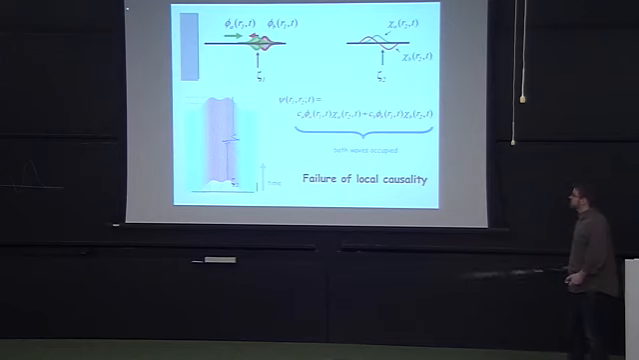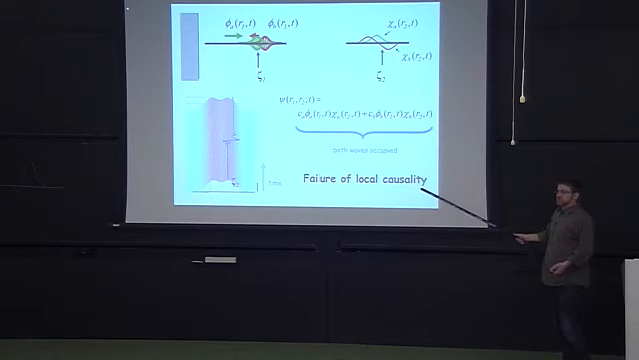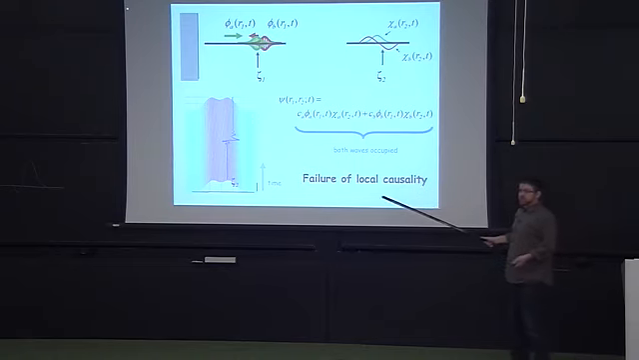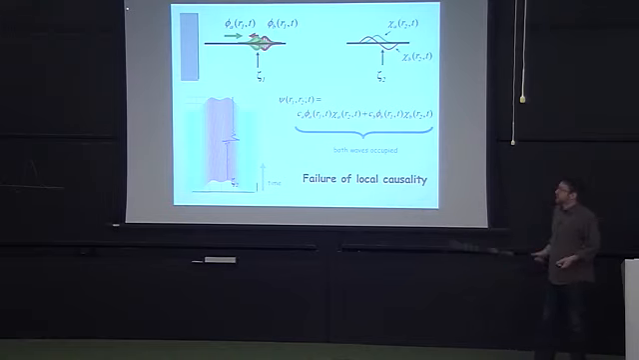Of course, we can't really hold this against the deBroglie-Bohm interpretation, because Bell's theorem showed us that every realist interpretation is going to have to fail local causality. And the deBroglie-Bohm interpretation just does it in a very explicit way, as we've seen here.